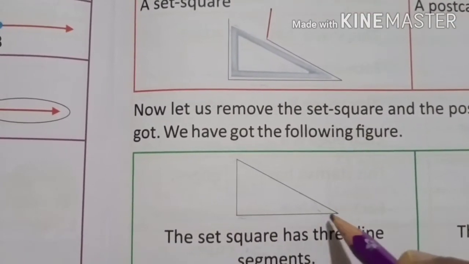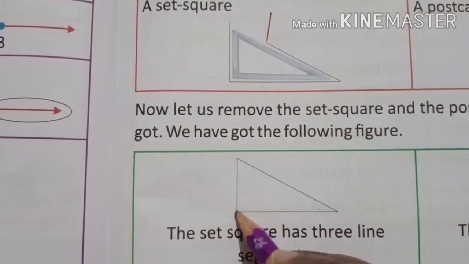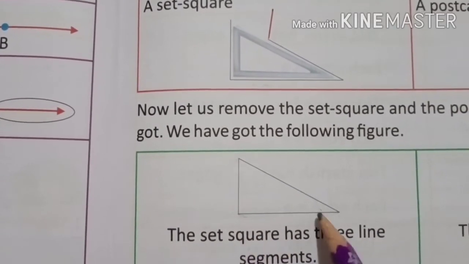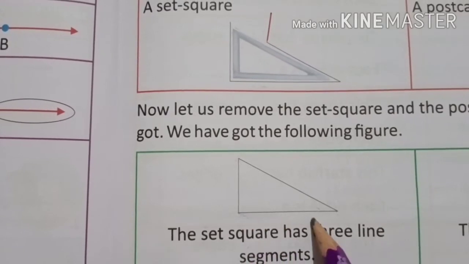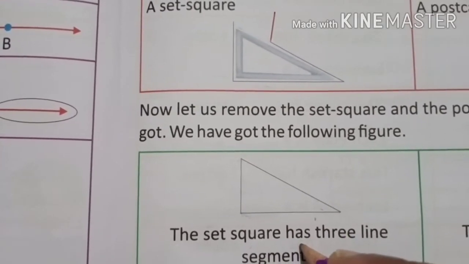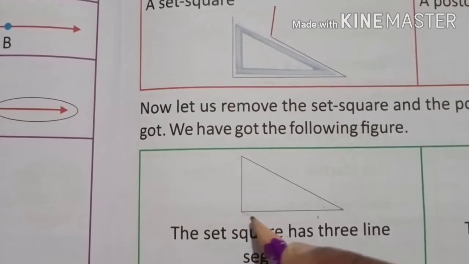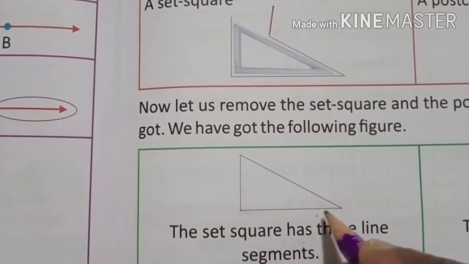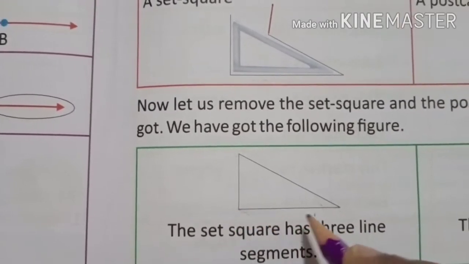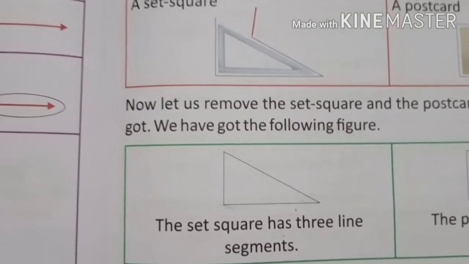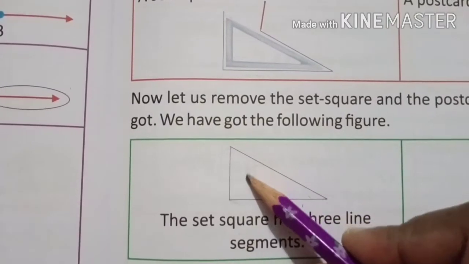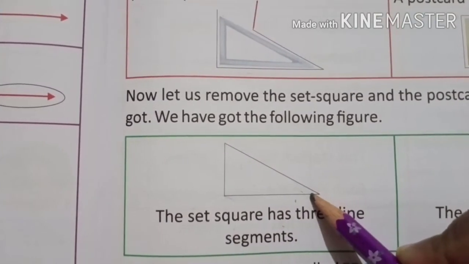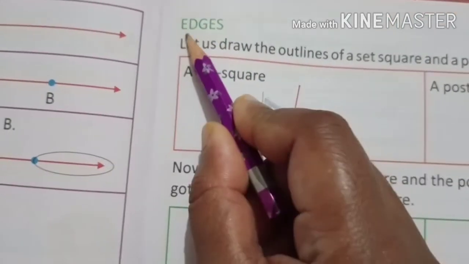But they have a fixed point. Means from here it stops. They are not extending from this side or this side. It means this is not a line. This is a line segment. Okay. This line ends here and here. There are two end points. It means this is your line segment. So in a closed figure, the line segments are called the edges.